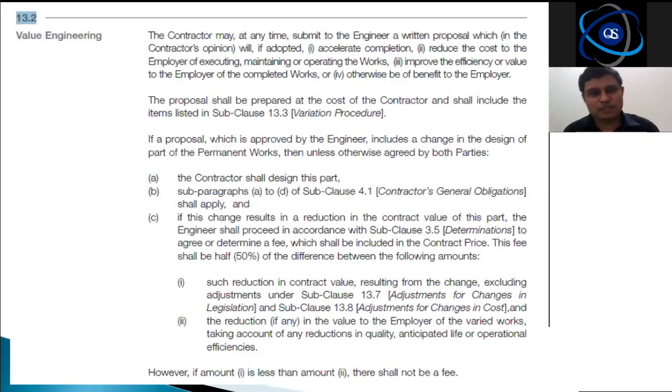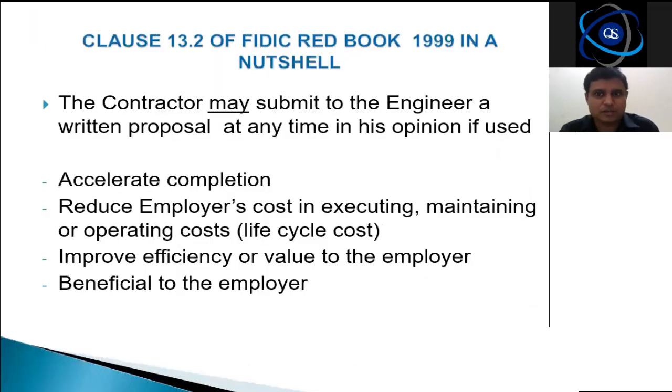හරි. එතකොට මම මේ ක්ලෝස් එකේ ඉතුරු පාර්ට් එක මෙන්න මෙතනට යනකම් මම ගියා වේරියේෂන් ප්‍රොසීඩියර් එක දක්වා යනකම්. එතනින් පස්සේ ටික මම එක්සැම්පල් එකකින් එක්ස්ප්ලේන් කරන්නේ. එතකොට ඔයගලන්ට ලේසි එක තේරුම් ගන්න. Right? Okay. It says the contractor may, මම කිව්වා it is discretional. Either he can submit or not submit to the engineer a written proposal at any time in his opinion if used accelerated completion. The same thing I am repeating.